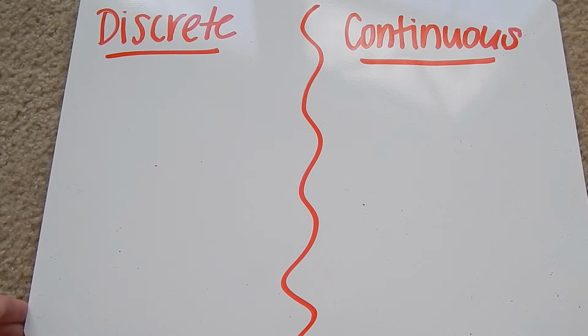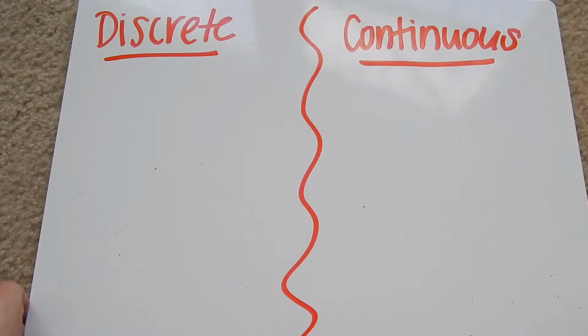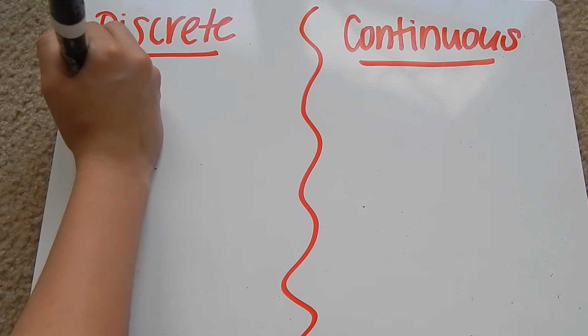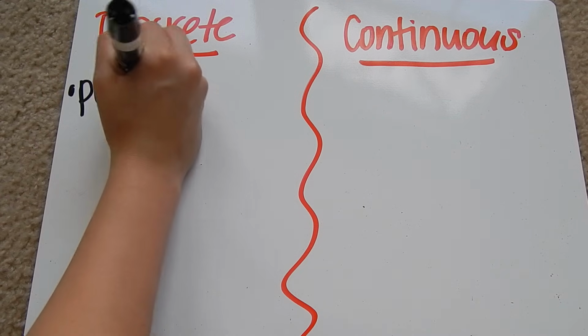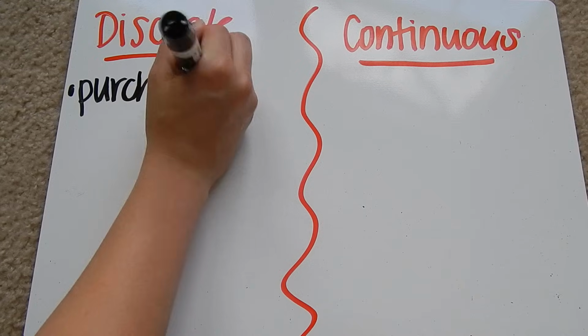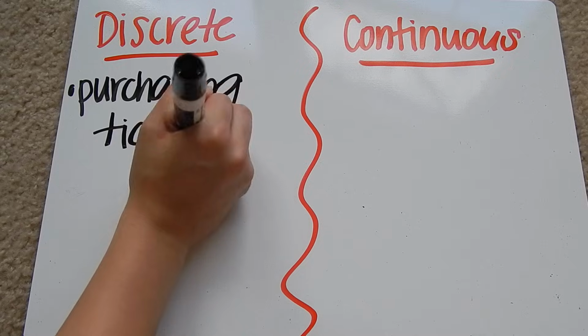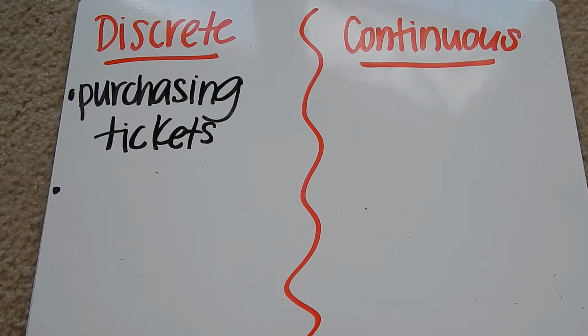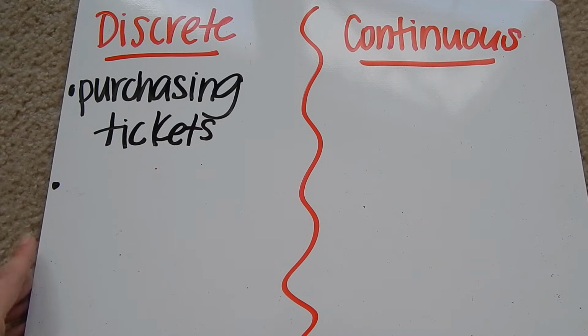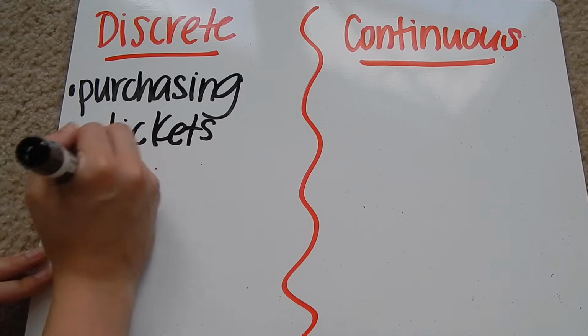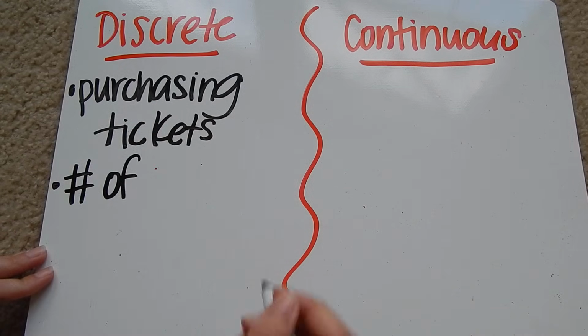Now, the next thing we're going to do is look at examples in a problem situation of what could be labeled as discrete and what would be continuous. So just a couple examples. One discrete thing would be purchasing tickets. You cannot purchase half a ticket, so purchasing tickets would be a discrete relationship. Something else that is discrete is the number of students in a classroom or at an assembly.